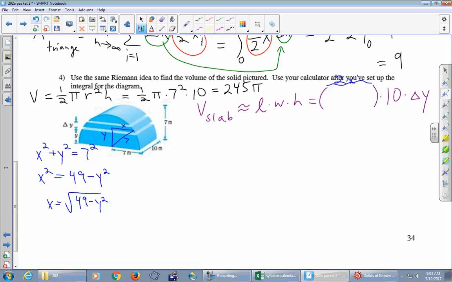So then what do we get to put in the parentheses over there for the entire length? Square root of 49 minus y squared. What else? Times 2, right? Because x was just half of the length of the whole shoebox. So that's what we put here. 2 square root 49 minus y squared. That's good.